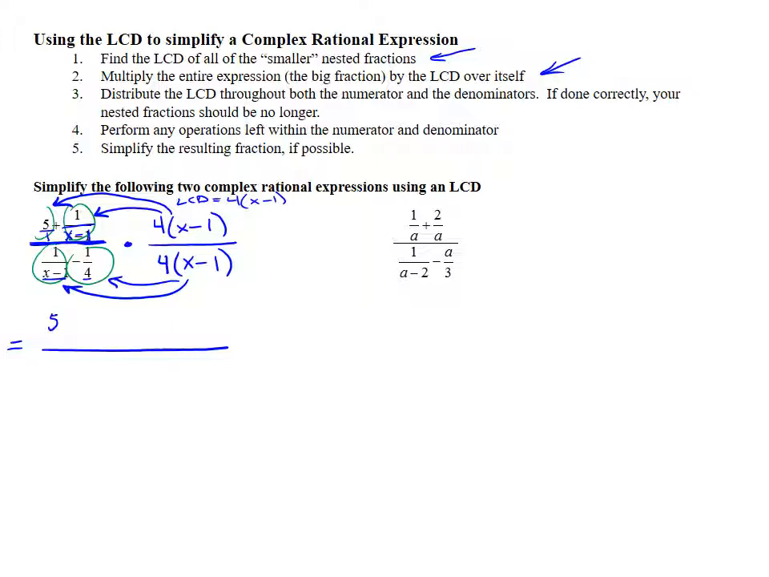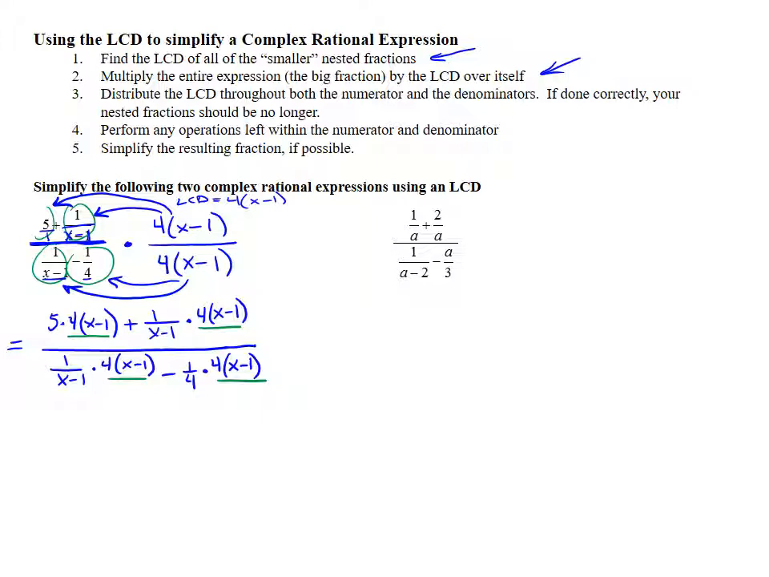So I'm going to have a 5 times 4 times x minus 1. So I distribute it to the 5. And then I'm going to have plus 1 over x minus 1 times 4 times x minus 1. In the denominator, I'm going to have 1 over x minus 1 times 4 times x minus 1. And then minus 1/4 times 4 times x minus 1. So you'll see that that 4 times x minus 1, which was the common denominator, ends up going into every term in the numerator and denominator.